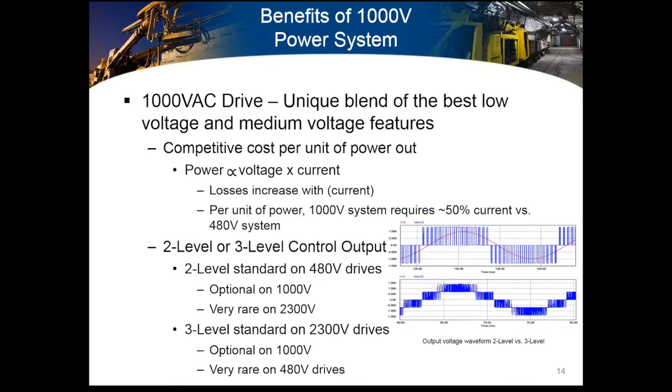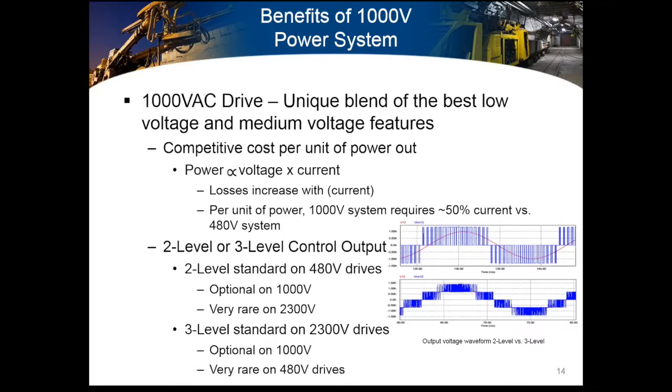So a two-level control is most common in 480 volt drives. It's an option with 1000 volt, and we'll talk a little more on that, but it's very rarely seen in medium voltage style, primarily because of availability of transistors at the high voltage levels. Output transistors need to be sized at about 2.5 times the input line voltage. So finding IGBTs of that voltage rating is very scarce.